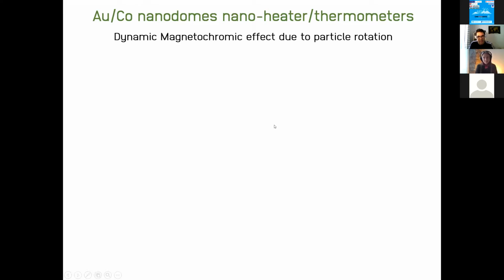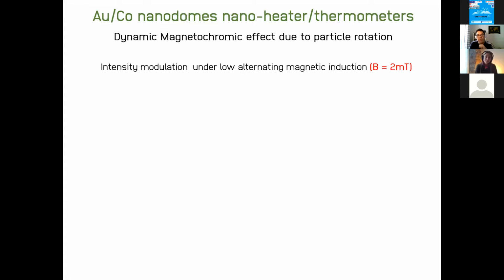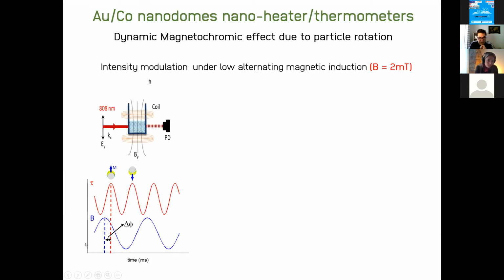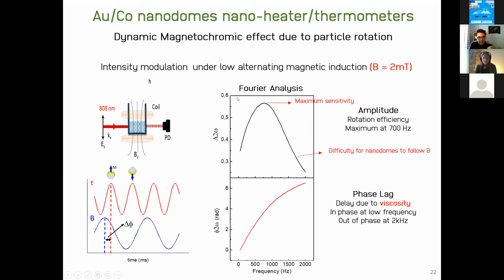So instead of using a static magnetic field, we use a dynamic one, an alternating rotating magnetic field, and we are able to modulate the intensity. And as you can see here, how we change the magnetic field and also the transmittance of the particles. We also performed the analysis by Fourier of the photodiode signal. So we have seen that the maximum sensitivity of the nanodomes was observed at around 700 Hertz.